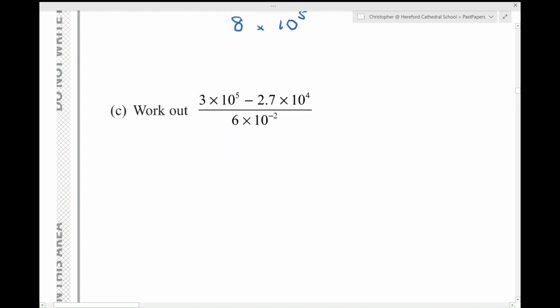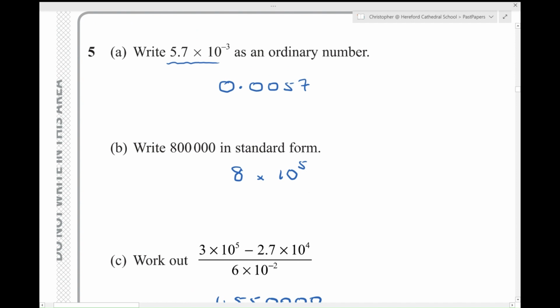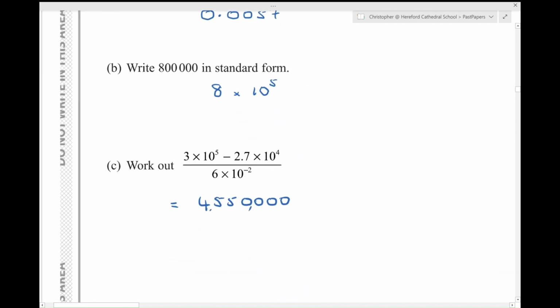Work out that. Right, well, what I'm going to do is I'm going to stick this expression into my calculator using my fraction button and my power button carefully. And when I do that, my calculator tells me that the value of that is 455 with 4 zeros. For the record, of course, that's 4,550,000.